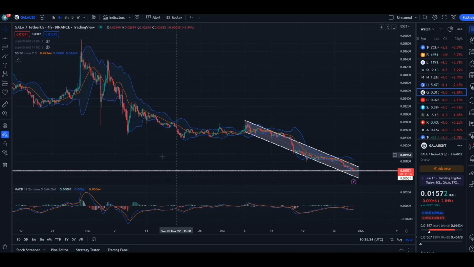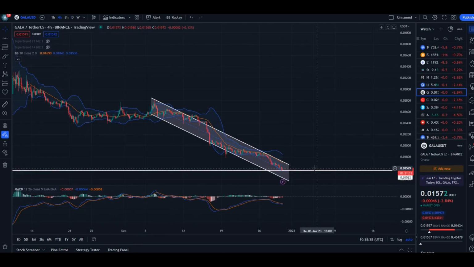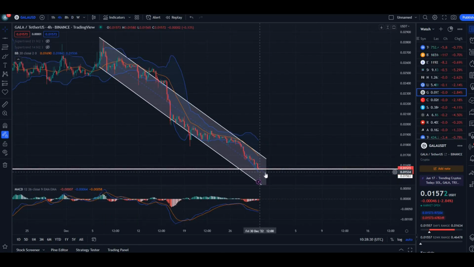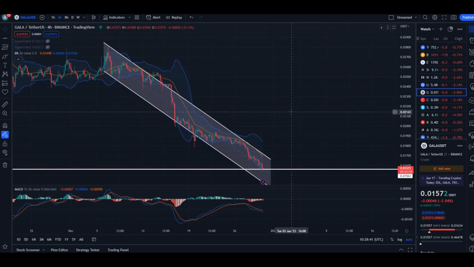I'll need to go back quite a long way in the chart to see what levels we'll end up hitting next. But if we do break that support level, then we'll probably end up heading further down, which in all honesty, I think is the most likely scenario. I think we'll head down a little bit more before we go to the upside again.